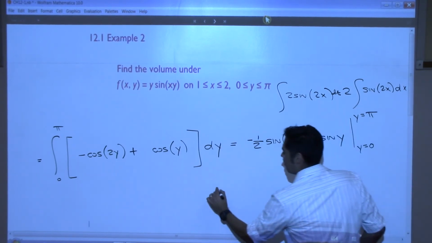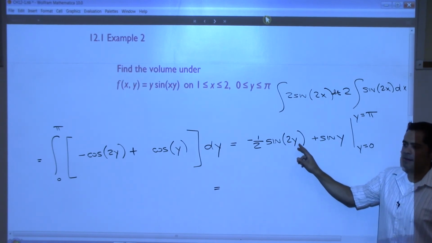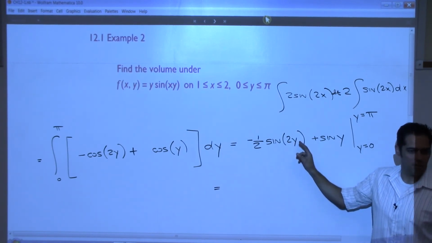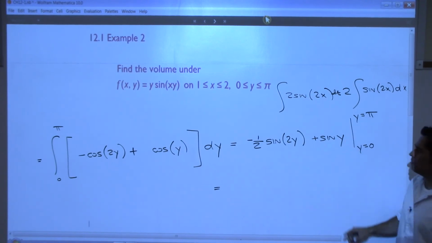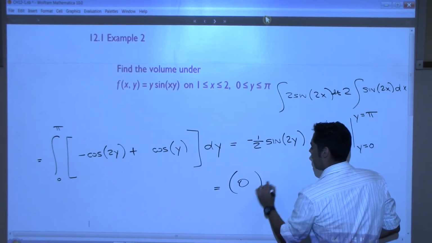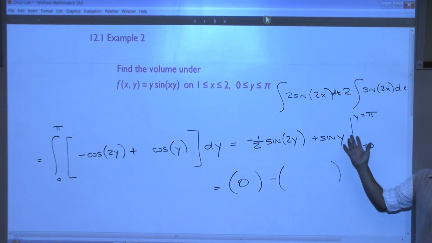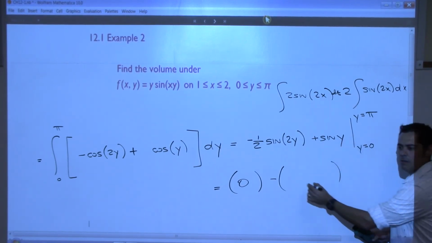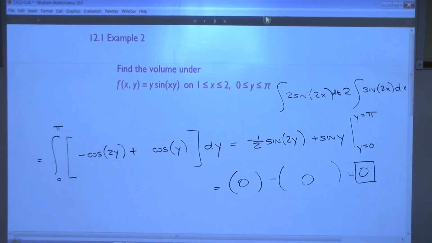Okay, here we go. Let's plug in pi. 2 pi, sine of 2 pi is 0. That's gone. Sine of pi, 0. So we get 0 minus, now plug in 0. 0 again, everything's 0. All that for nothing, right? The volume is 0.